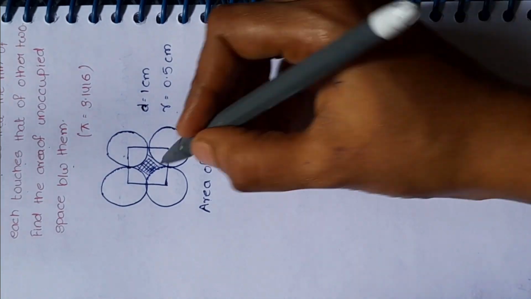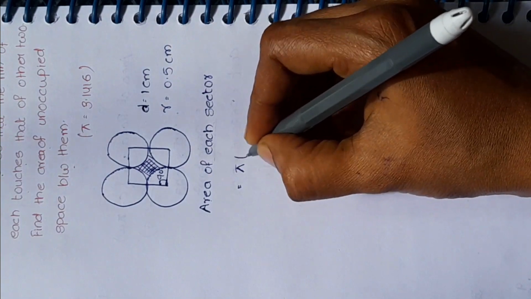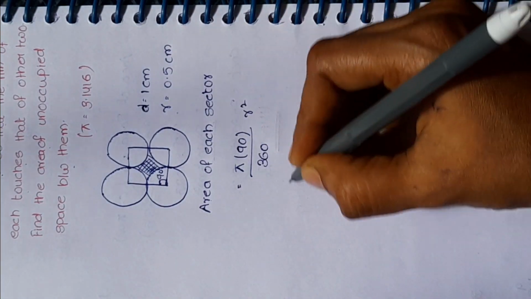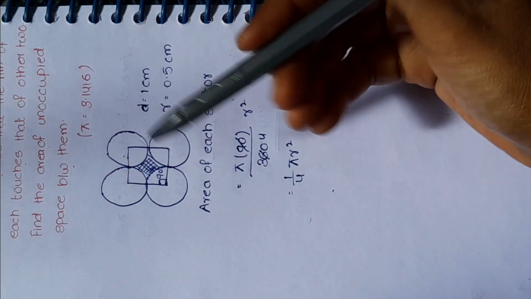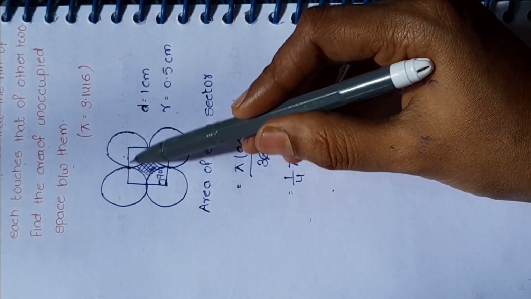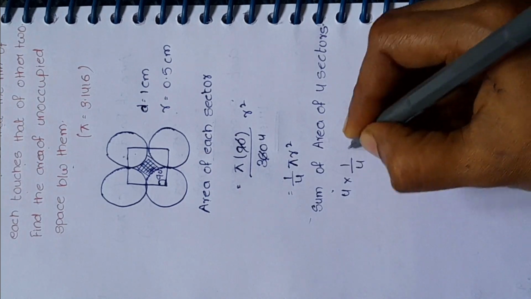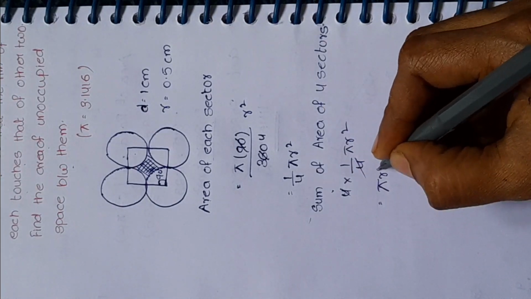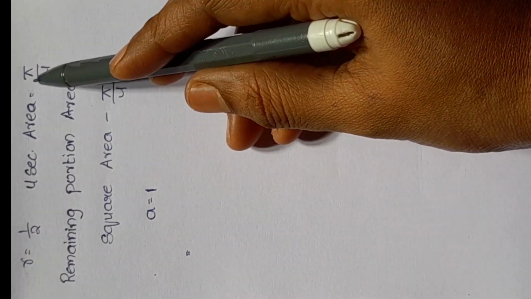Now area of each sector. Here theta value is 90 degrees as this is a square. Pi into 90 by 360 into r square, that is 1 by 4 pi r square. Now the sum of areas of all these 4 sectors is 4 into 1 by 4 pi r square. 4 and 4 get cancelled. The sum of areas of 4 sectors is pi r square. Here r is 1 by 2. So the 4 sector area is pi by 4.